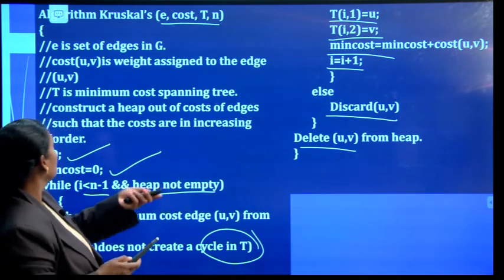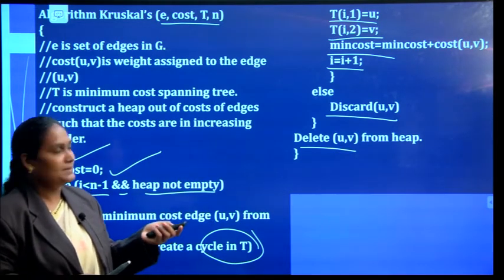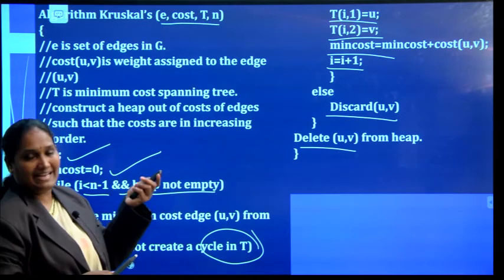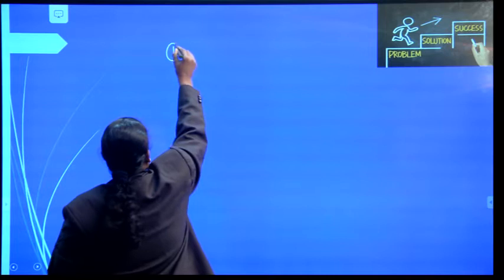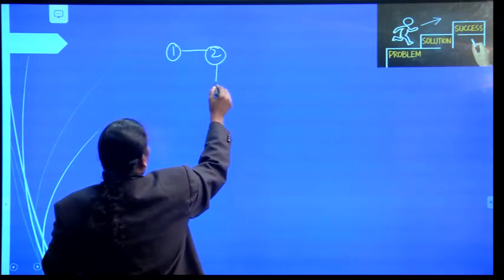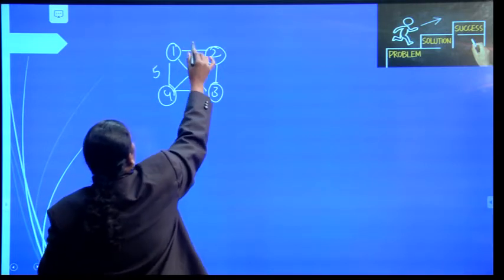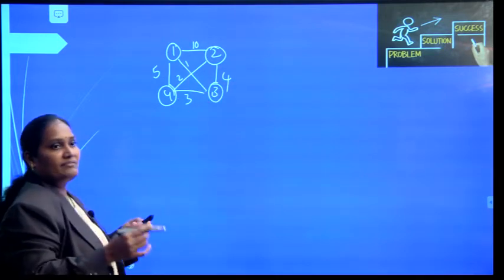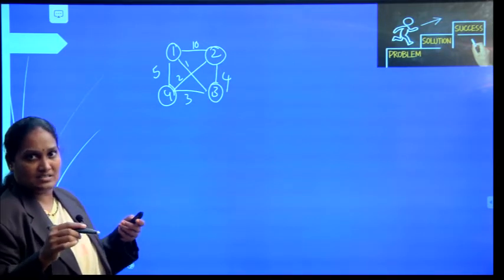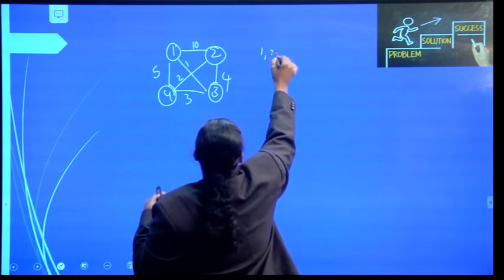So this entirely gives the Kruskal's algorithm for finding the minimum cost spanning tree. Now I am going to explain this algorithm by taking an example. Let us see the example. Here I am taking a graph which contains 4 vertices, with edge weights like this, and first we need to create a heap out of the costs of edges.